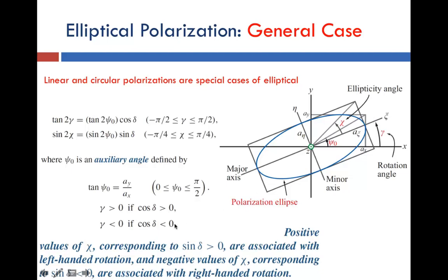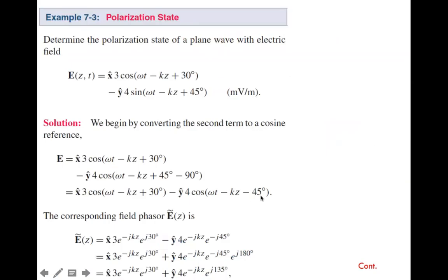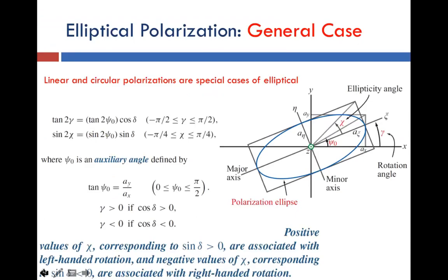And if the cosine of delta is less than 0, then gamma is less than 0, which would mean this entire ellipse would be tilted in the other quadrant. Sorry. So positive values of chi, which correspond to the sine of delta greater than 0, are associated with left-hand rotation. Negative values of chi are associated with right-hand rotation.